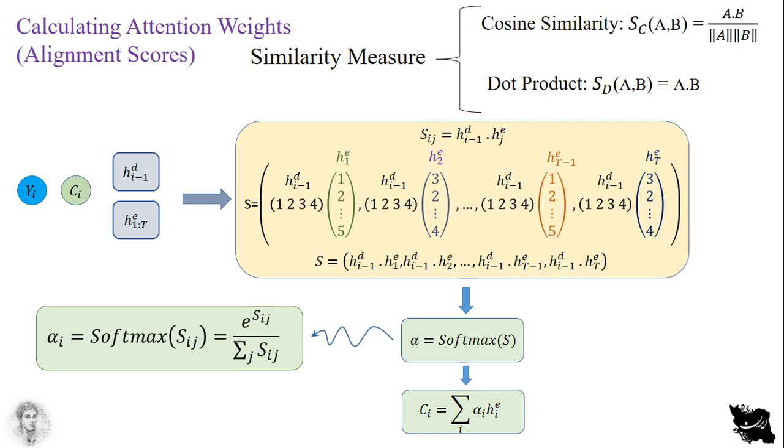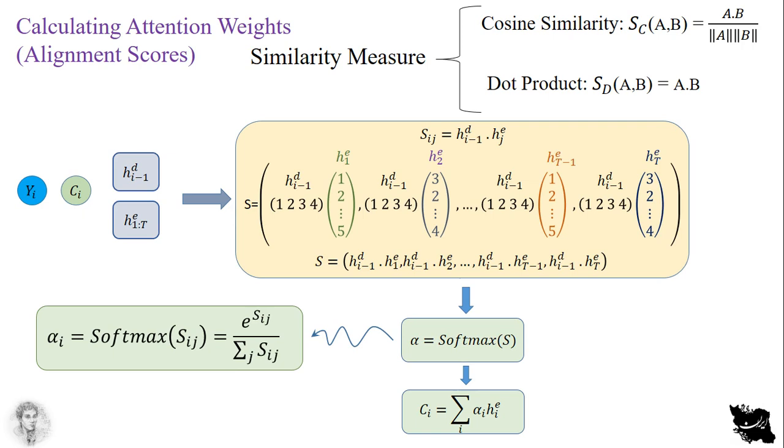Also, a similarity function is needed to determine the attention weights. There are lots of similarity functions that we can use. For instance, cosine similarity and dot product are two popular ones. At first, a similarity vector should be calculated, and each entry of the similarity vector, Sij, is determined based on the similarity of Hdi-1 and Hej. If the dot product similarity function is chosen, each entry of the similarity vector, Sij, is the dot product of Hdi-1 and Hej.